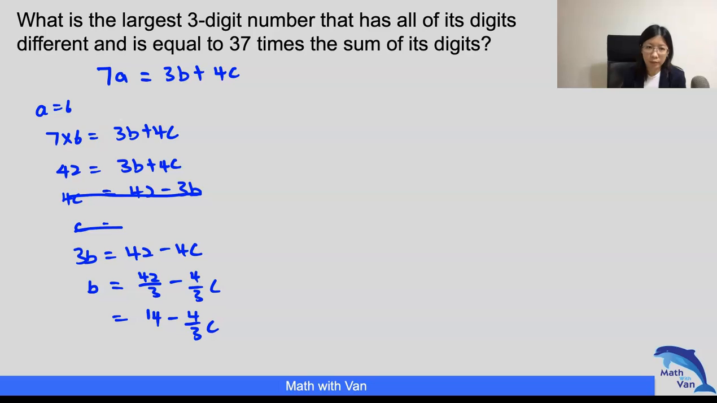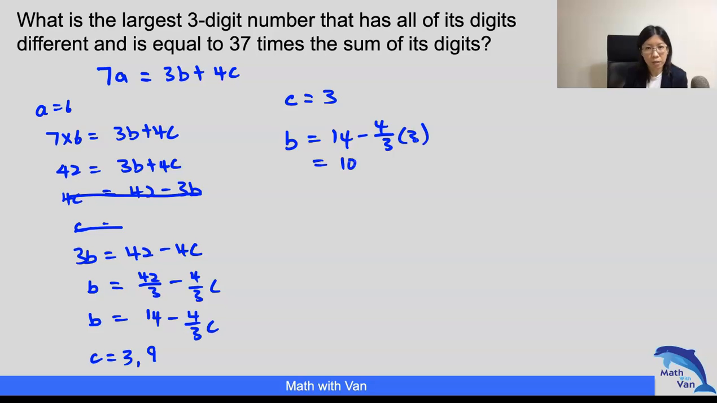Now for this equation to be valid, C must be a multiple of 3. So C could be 3, or 6, but we have already used 6, or C could be 9. If C equals 3, then B equals 14 minus 4 over 3 times 3. You see that B will give us 10, which is not possible. Let's reject it.